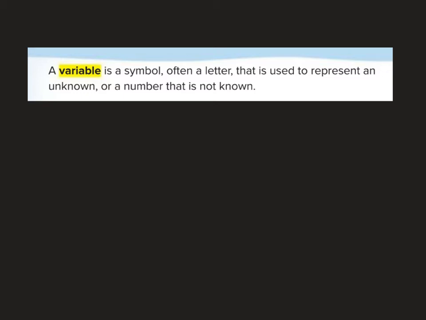A variable is a symbol, often a letter, that is used to represent an unknown or a number that is not known. Now, you've actually been using variables since kindergarten. It seems like a whole new concept when you start putting letters into math, but you've been using them since kindergarten. When you did like 5 plus 2 equals, and then they put a box there. This is a variable.